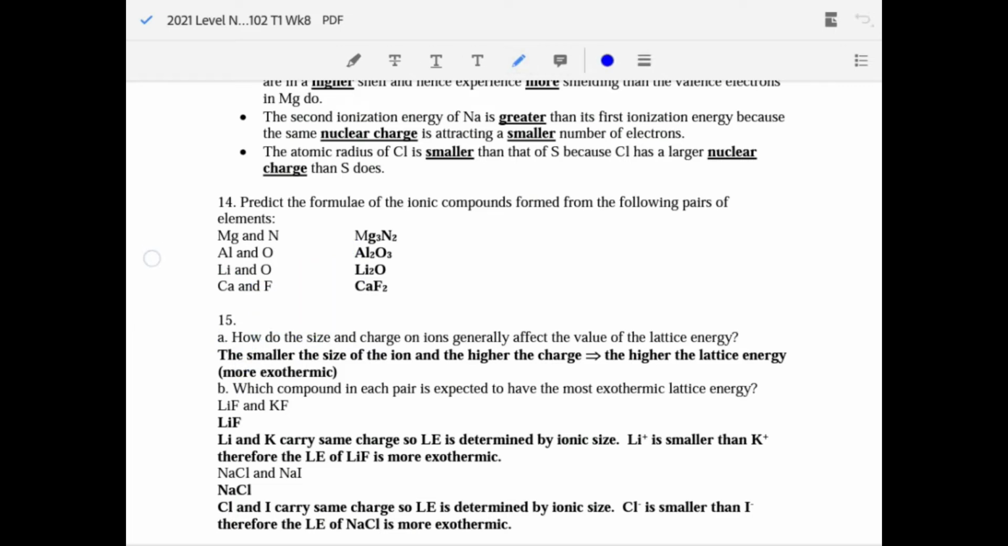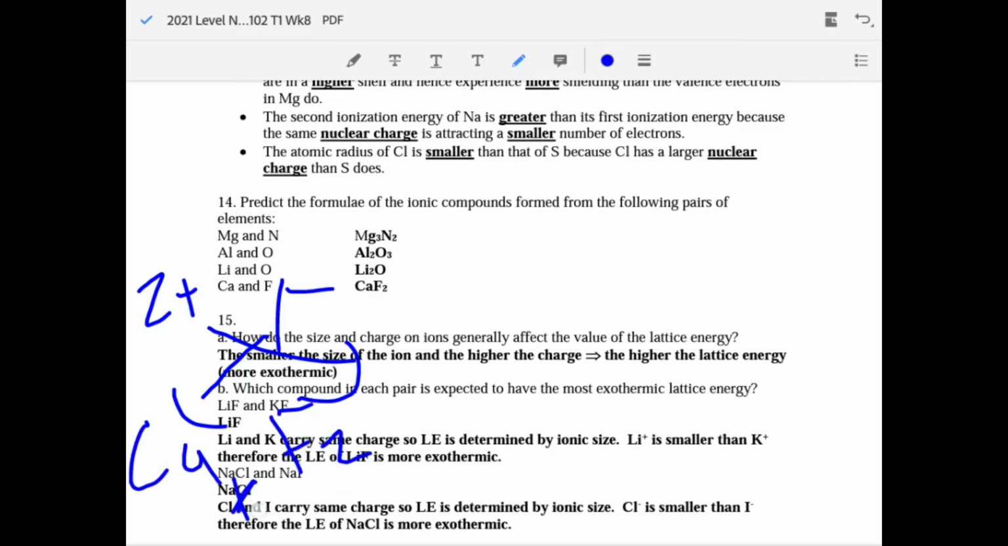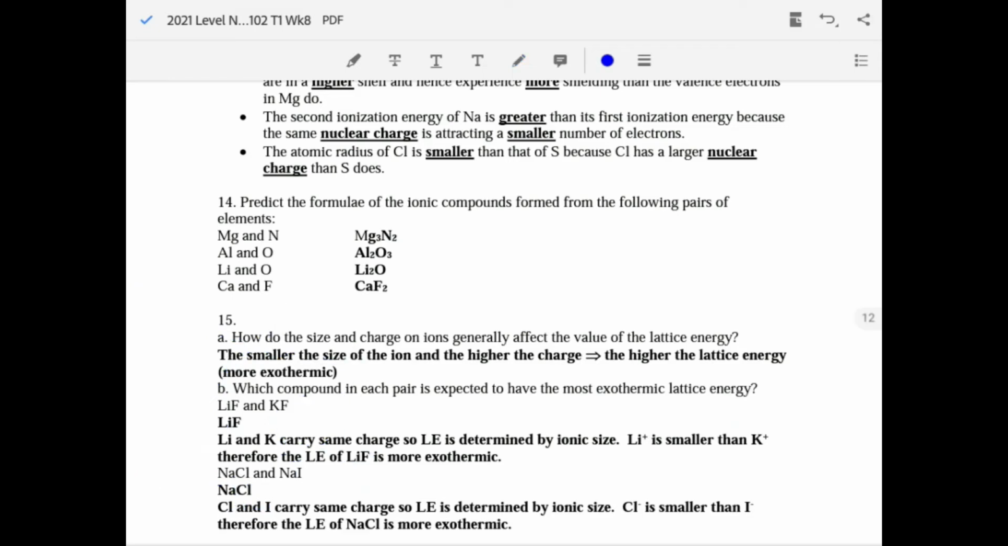Li has a 1+ ion, and O is 2-. You just put the numbers like that, so Li2O. And then Ca forms 2+ ions, and F forms 1-. So therefore you put 1 down, 2 down. So CaF2. Ca1F2, so you don't put the 1. That's basically what's happening here.